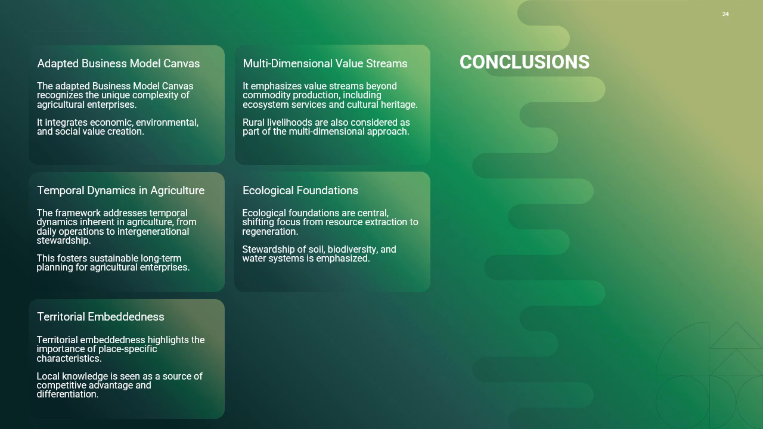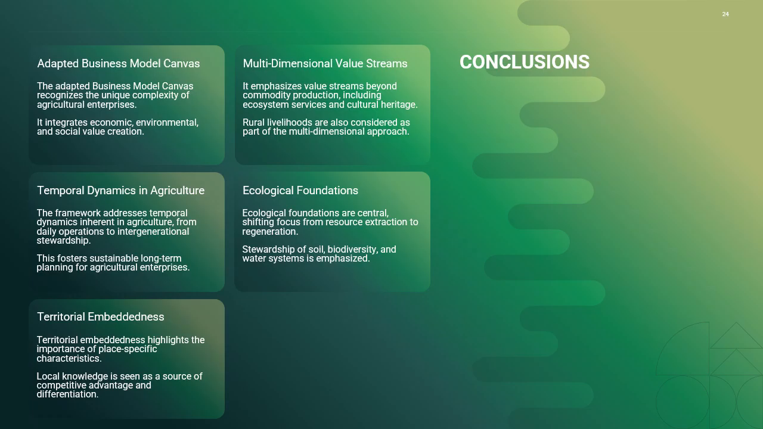success. Multidimensional value streams extend beyond commodity production to include ecosystem services such as carbon sequestration and biodiversity conservation, along with cultural heritage preservation. Rural livelihoods are also considered as part of this comprehensive approach. Recognizing and capturing value from these diverse streams creates more resilient and sustainable agricultural enterprises.